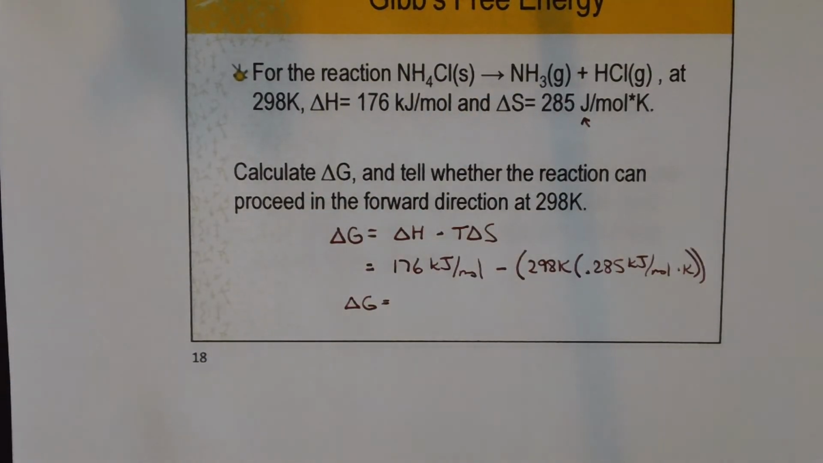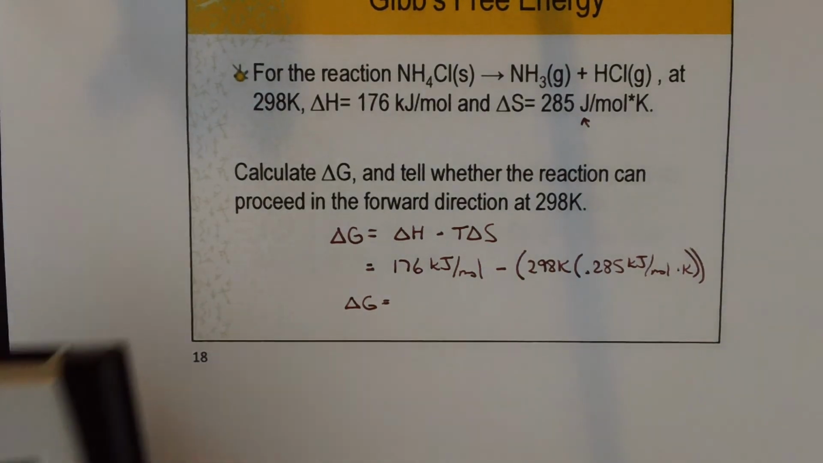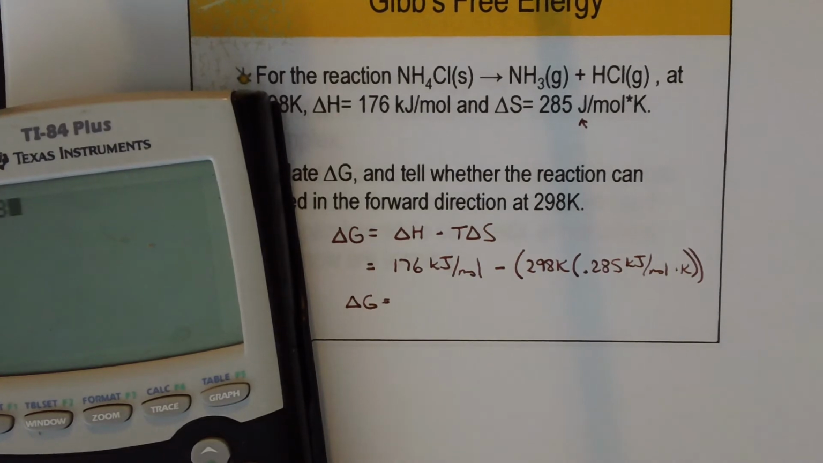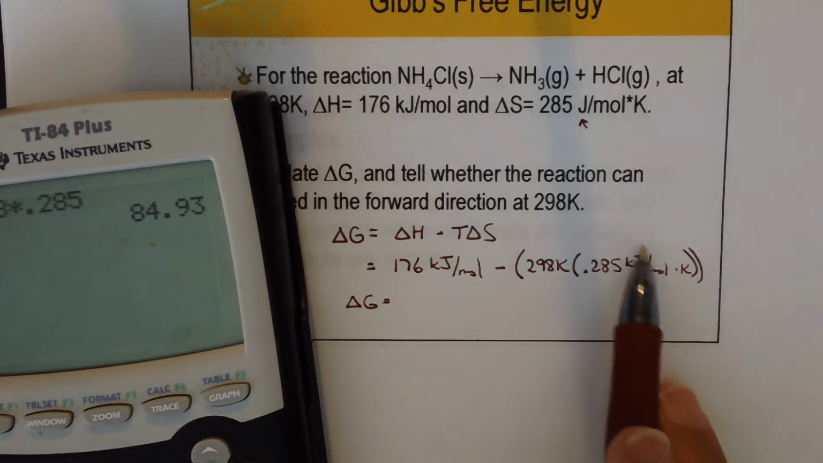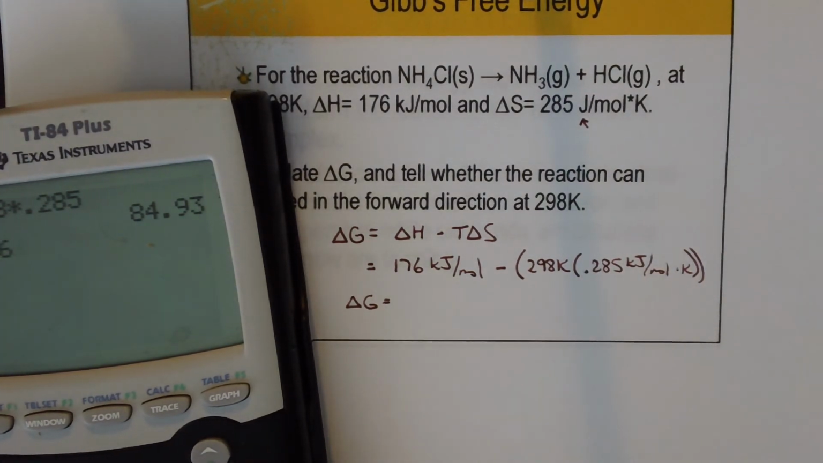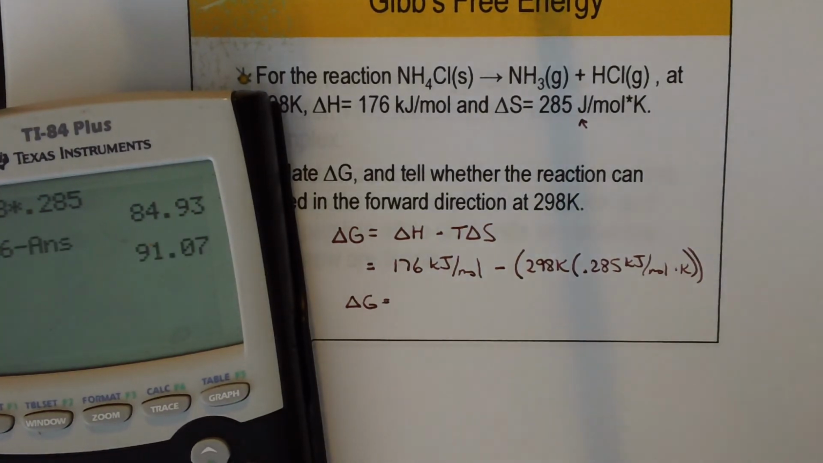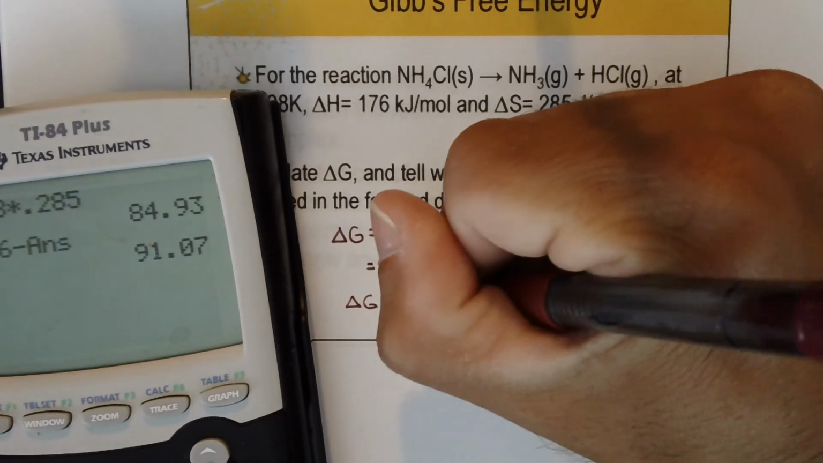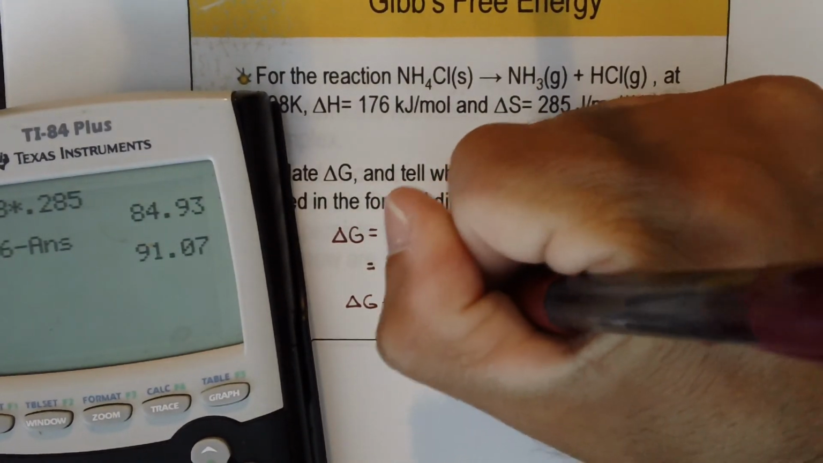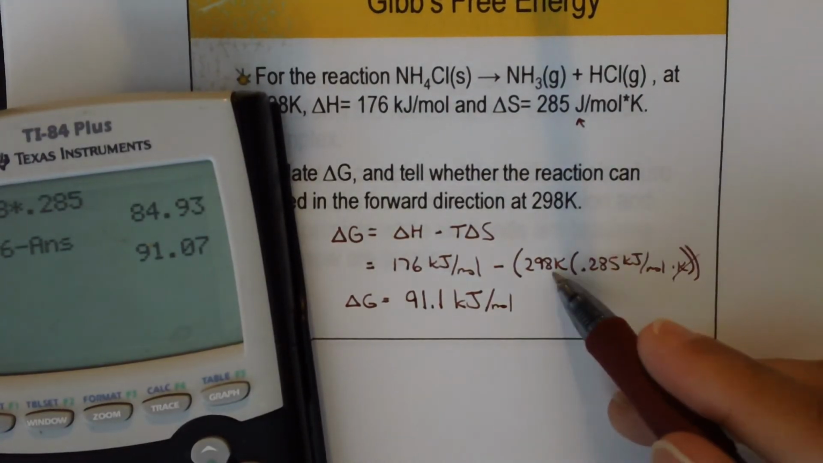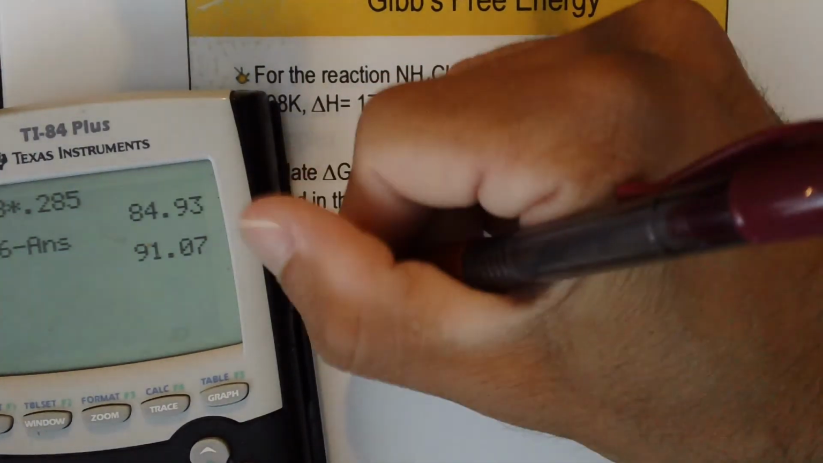I got to plug it in also, so bear with me. Be careful of your negative sign there. So we've got 298 times 0.285 gives me 84. When you plug this in, 84.93 for that piece of it. So we're going to have 176 minus the 84 point whatever, and we get that delta G is roughly 91.1. This is kilojoules per mole. See the Kelvin sign cancel out of there? So it's kilojoules per mole for the delta G.